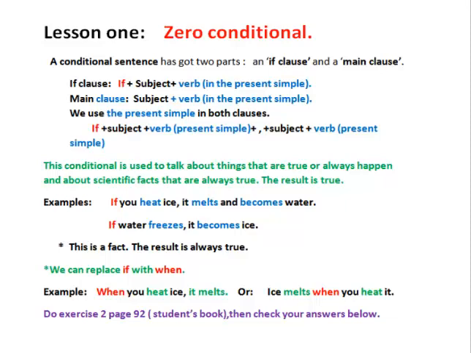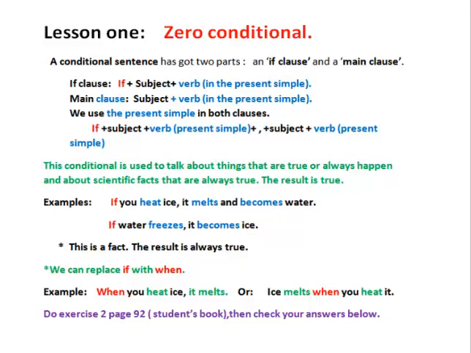We use the present simple in both clauses. It means in the if clause and the main clause, we've got the same tense, the present simple. The sentence would be like this: if, subject, verb in the present simple, then a comma between the two clauses, then subject and verb in the present simple as well.